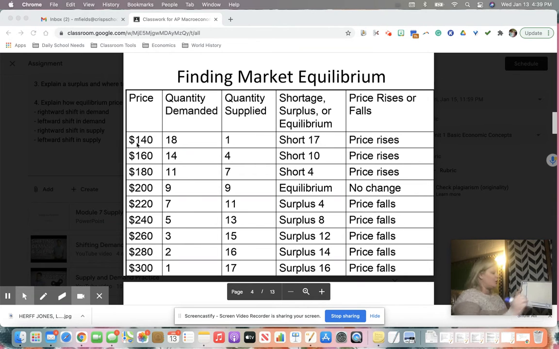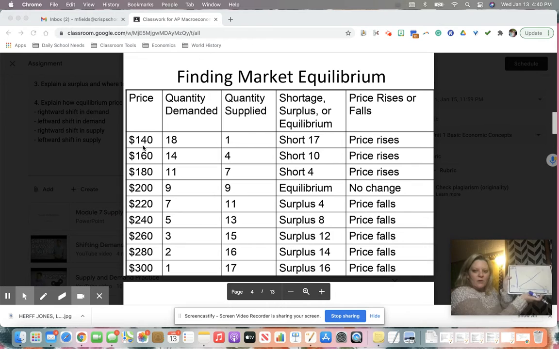So you want to do 140 and 18, 160 and 14, 180 and 11, and then go ahead and draw your demand curve. Then you'll ignore the quantity demanded and you'll graph $140 and 1, $160 and 4, $180 and 11, and you will graph your supply curve like this.